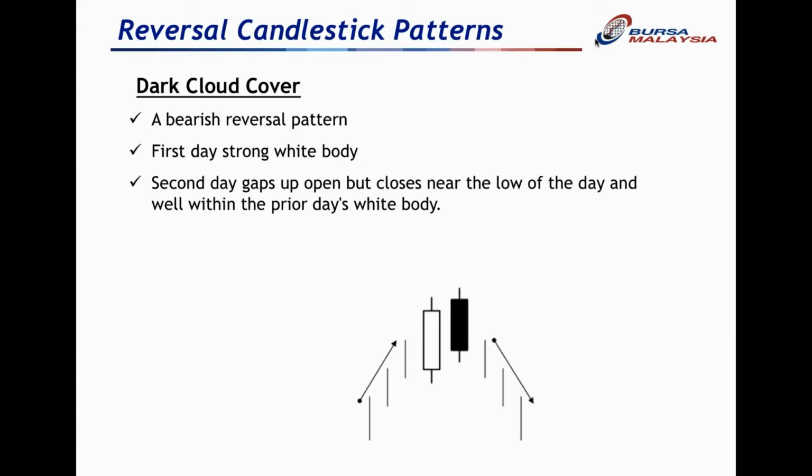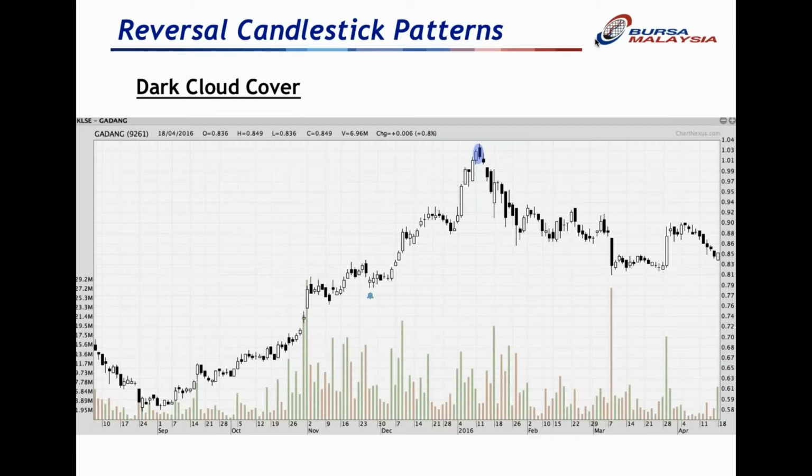When a dark cloud cover shows, it means that the uptrend is likely to reverse. And the best is when it penetrates more than 50% of the prior white body. It's usually formed in an uptrend. In this example, we look at Gadang. You see Gadang has steadily marched up since the end of 2015, and then when a dark cloud cover appears in January 2016, the price goes down. So this is when a dark cloud cover tells you the top of an uptrend.